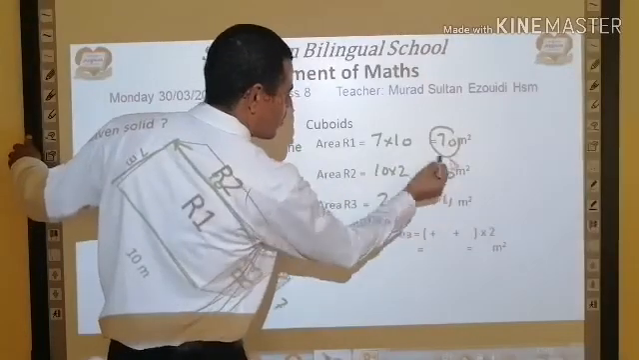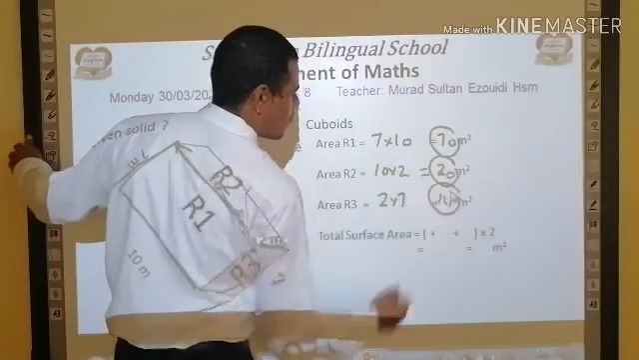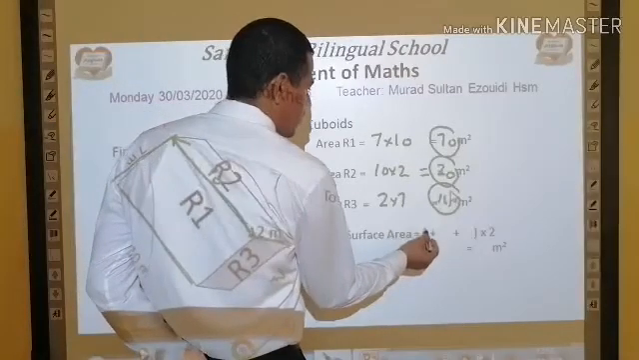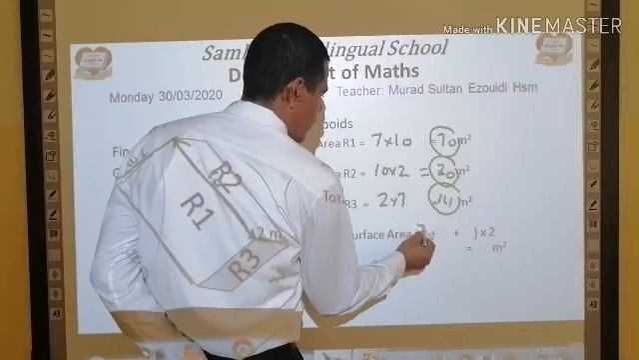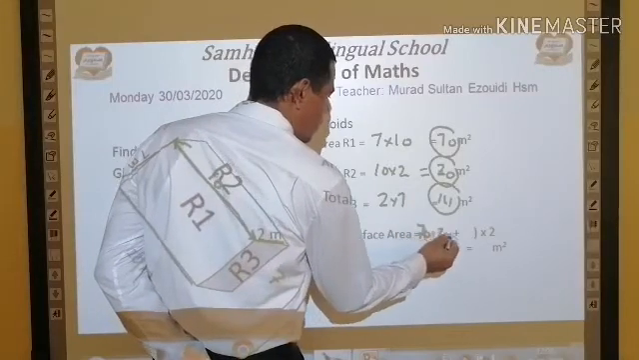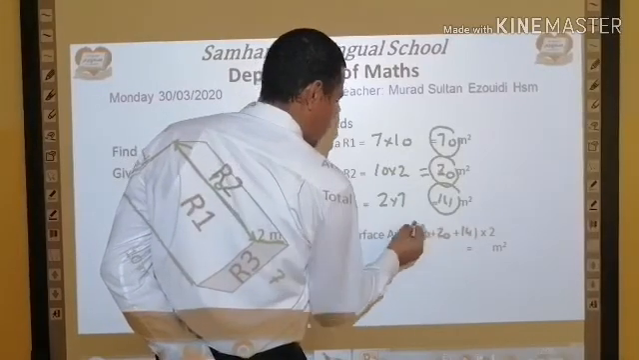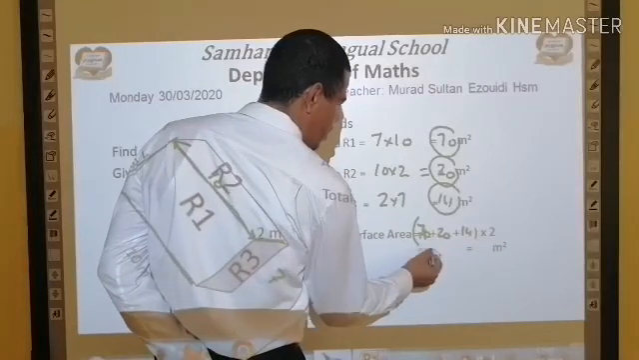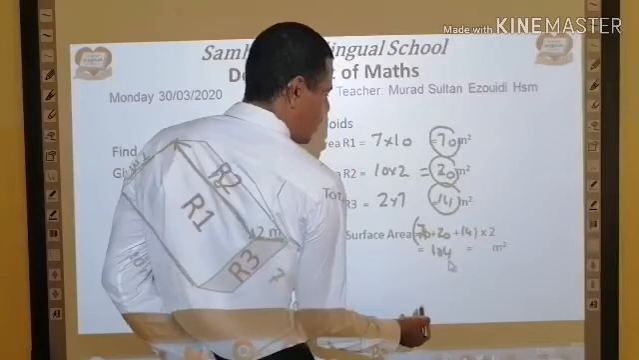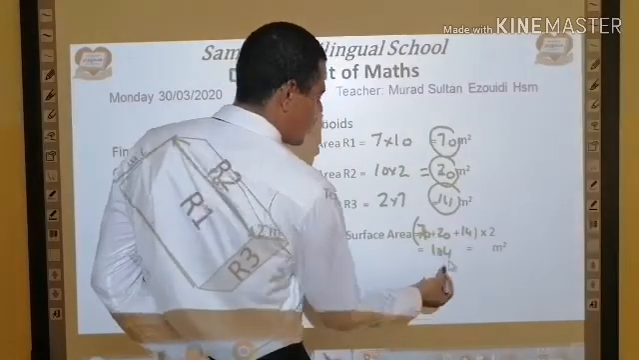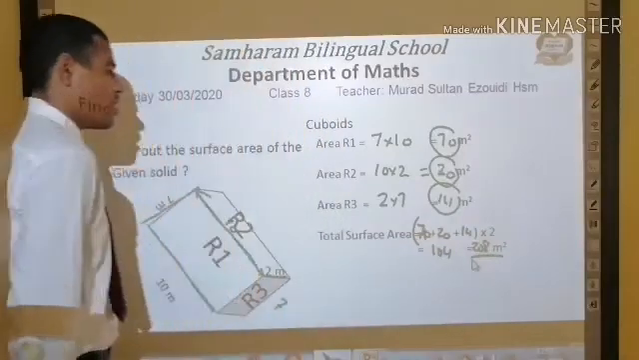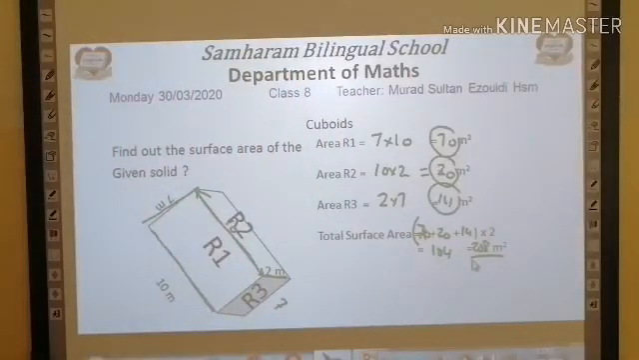70 plus 20 plus 14. Then I will multiply by 2. That will be 104. Multiplied by 2, it will be 208. Okay? This is what? This is the surface area.